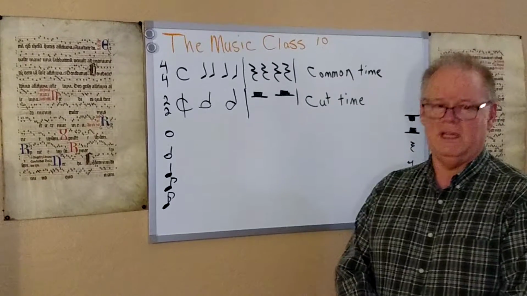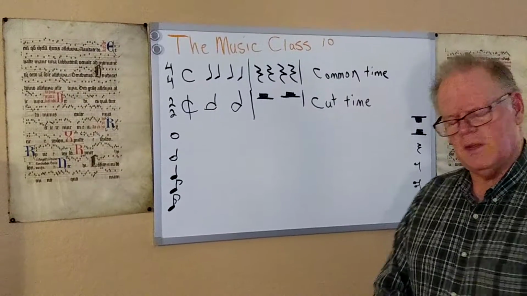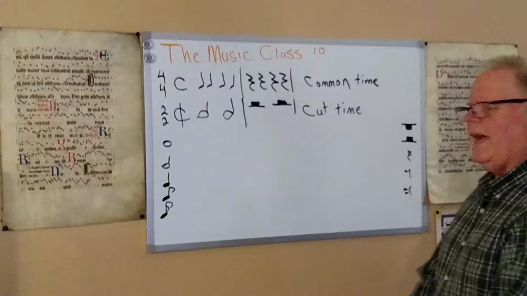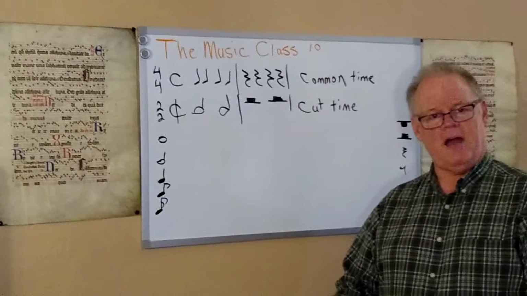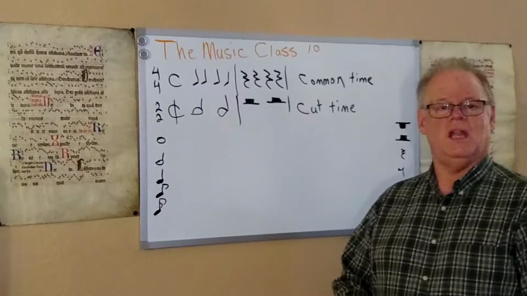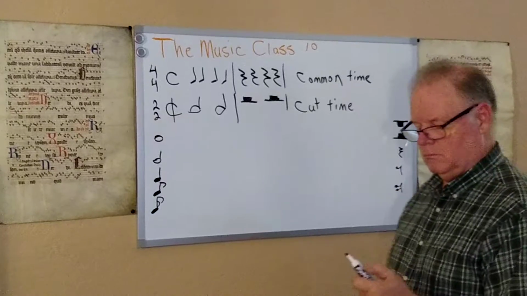I don't know how this really evolved. I could look it up for you and maybe get some information for you next time. But when you add a dot, here's the official definition: when you add a dot after a note, you increase the length of that note by half its value. Sounds straightforward.